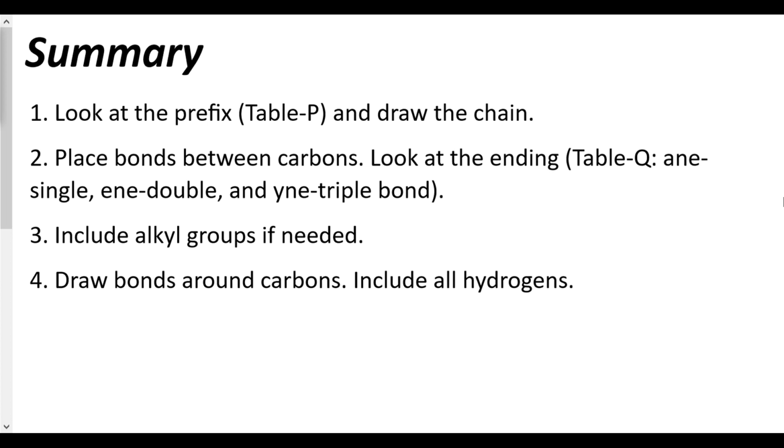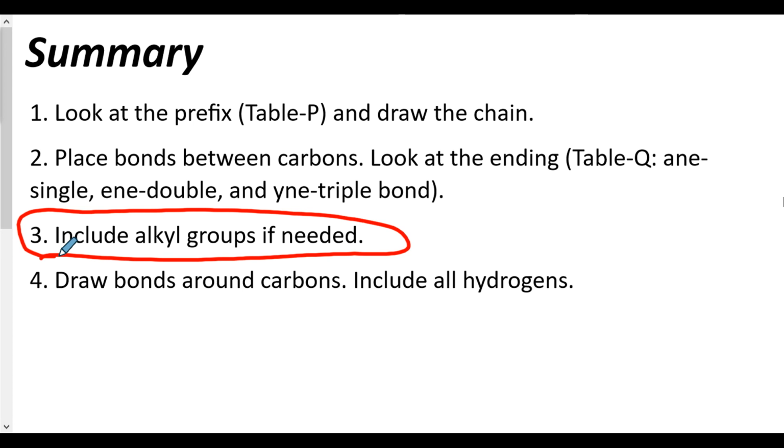So this is a summary where we're missing number 3. So the summary is exactly the same, but since we learned about alkyl groups, for number 3, you should always include any alkyl groups before drawing hydrogens. So remember, always draw the carbon-carbon chain by looking at the prefix from table P. Then look at table Q to figure out if it's all single bonds or double or triple bond. Then look at the location of this double or triple bond if there is any, and then place the double or triple bond before moving forward.